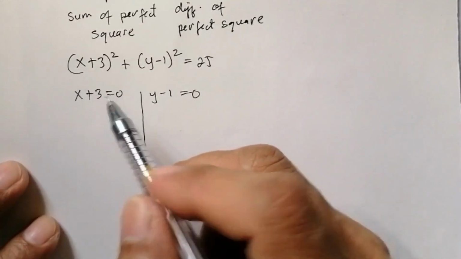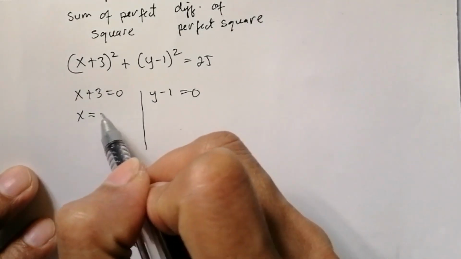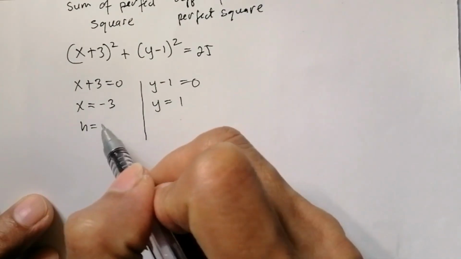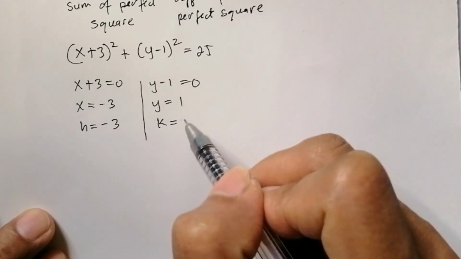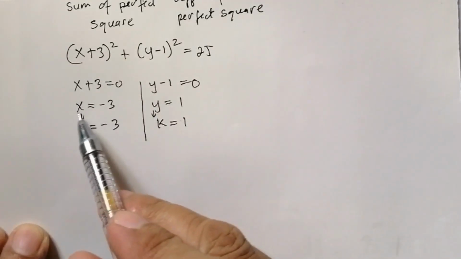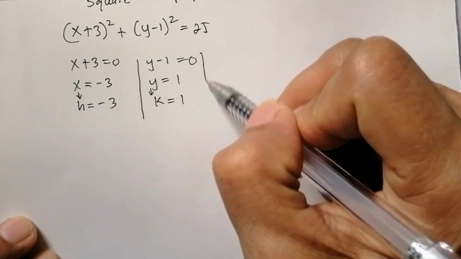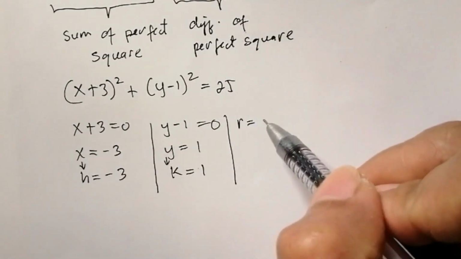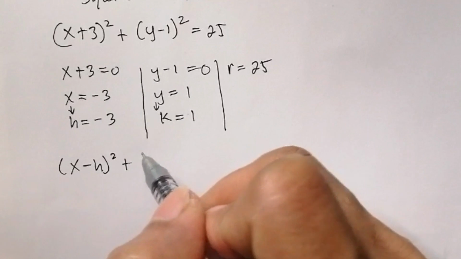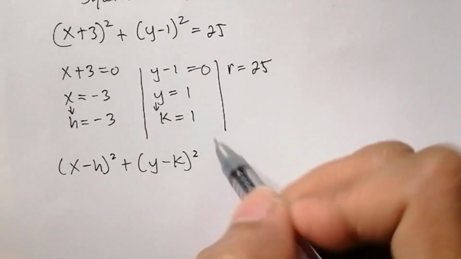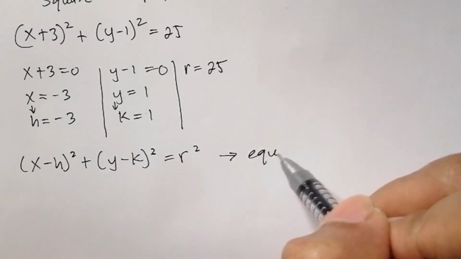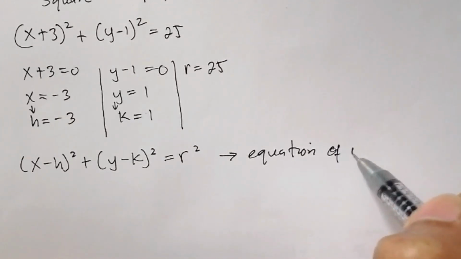Then, simplify. x is equal to negative 3 and y is equal to 1. So, x is the h equal to negative 3 and y is k is equal to 1. And the r or radius is 5. Now let's plug in the values of h and k in the formula of the equation of center radius form, which is bracket x minus h bracket square plus bracket y minus k bracket square is equal to r square.